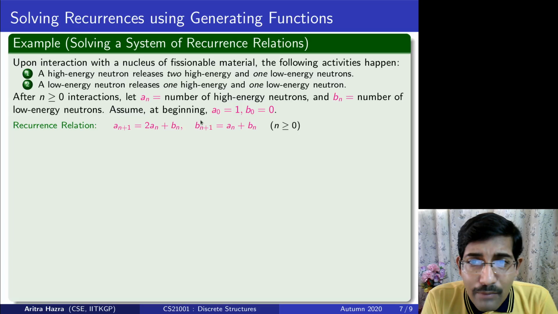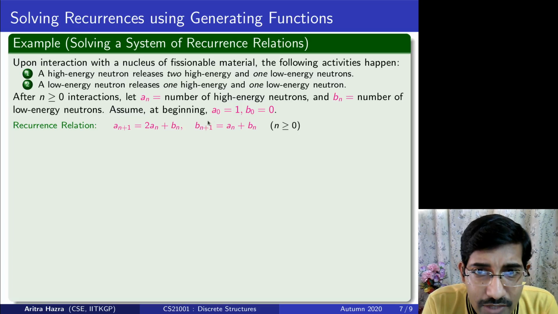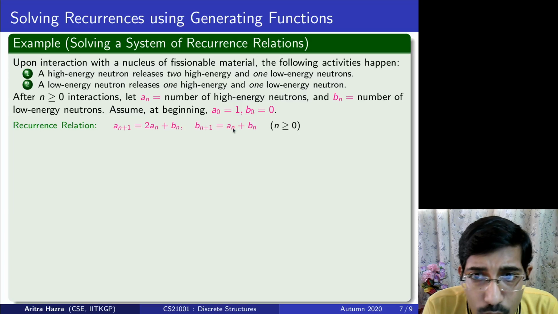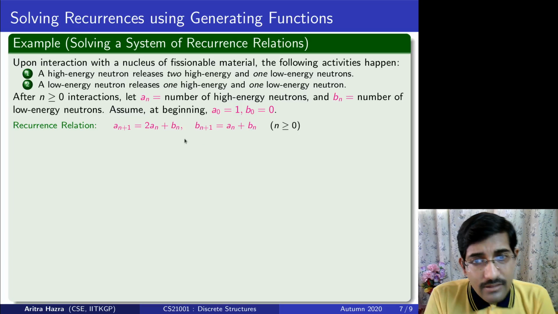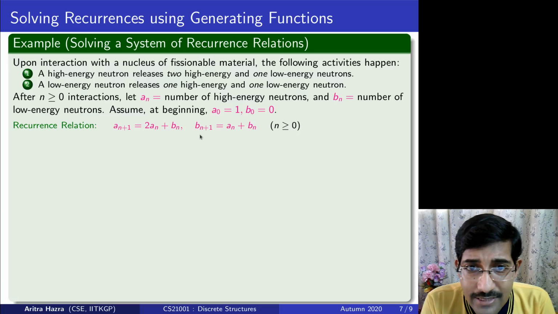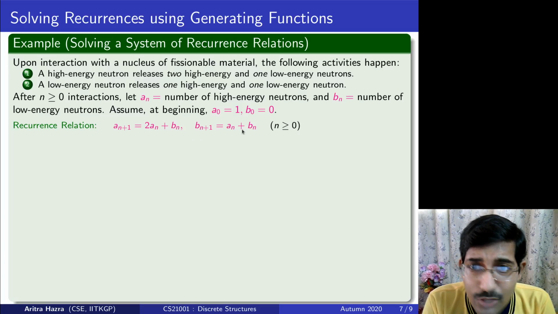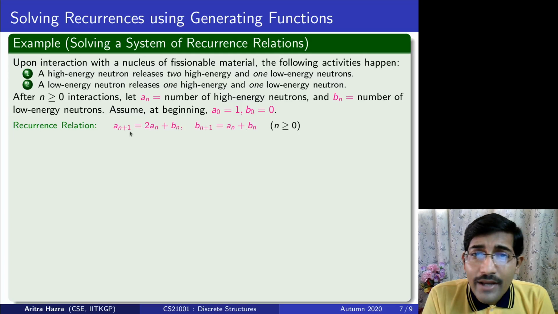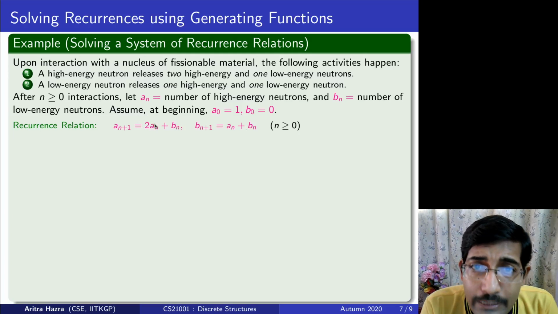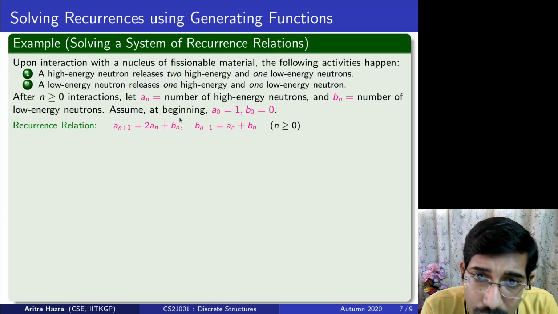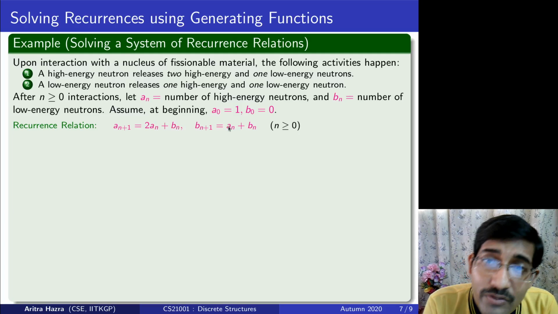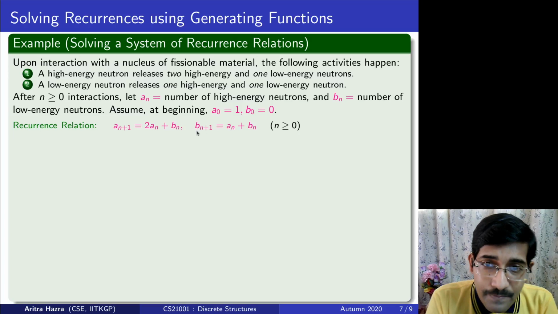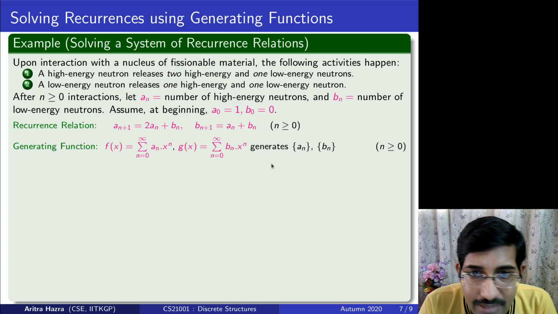Similarly, the number of low energy neutrons at the n+1th step will be: every high energy neutron releases 1 low energy and every low energy neutron releases 1 low energy. So it will be An plus Bn. See here the type of recurrence. It's a system of recurrence relations where each recurrence relation is dependent not only on the previous value of its own term but also on a previous value of the other recurrence. We have to solve these simultaneously, right? Let us see how we do that.